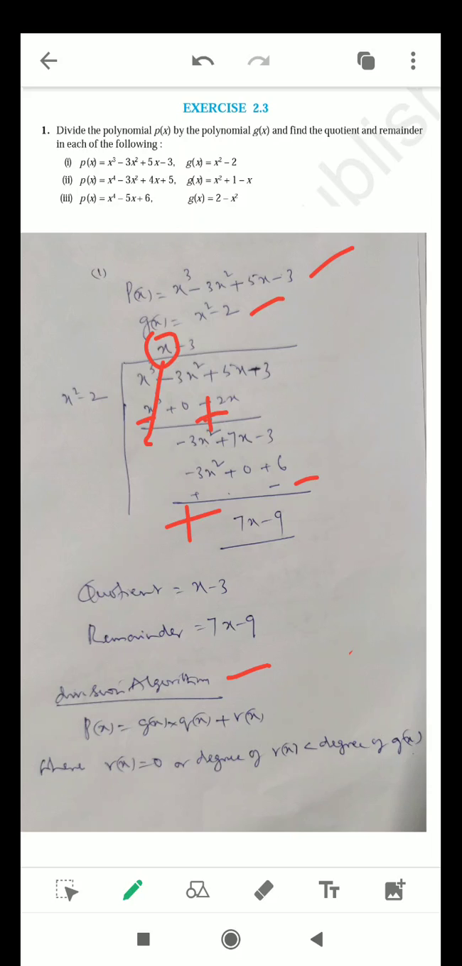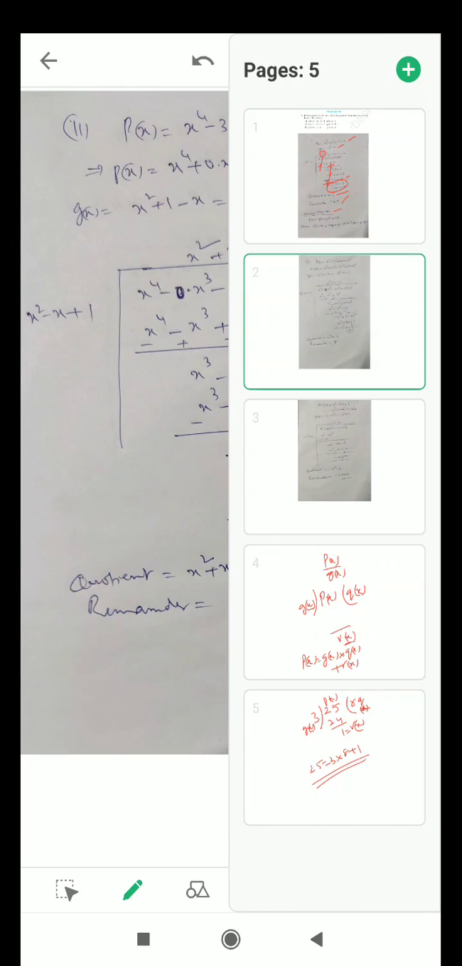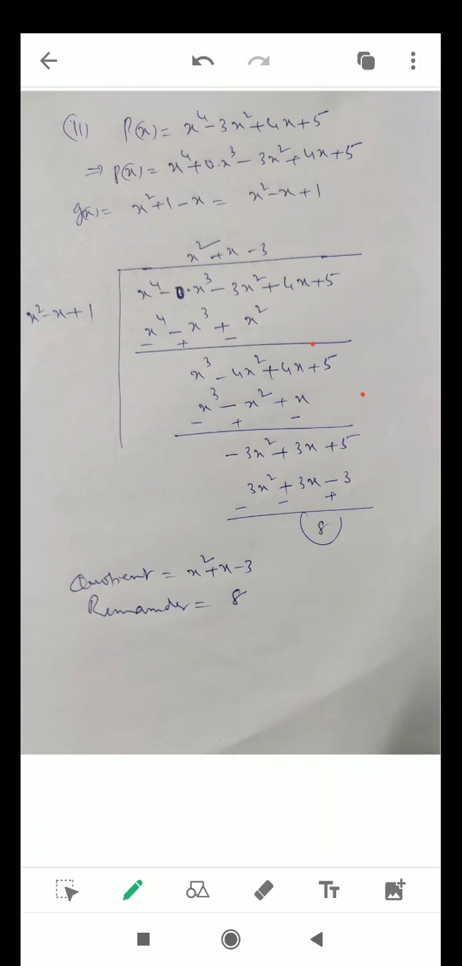This is plus, this is minus. When I subtract, both will cancel, and 7x will have taken 3 minus 3 minus 6, so minus 3. So this is the remainder. So therefore this is the coefficient and this is the remainder. Okay, hope you understood.